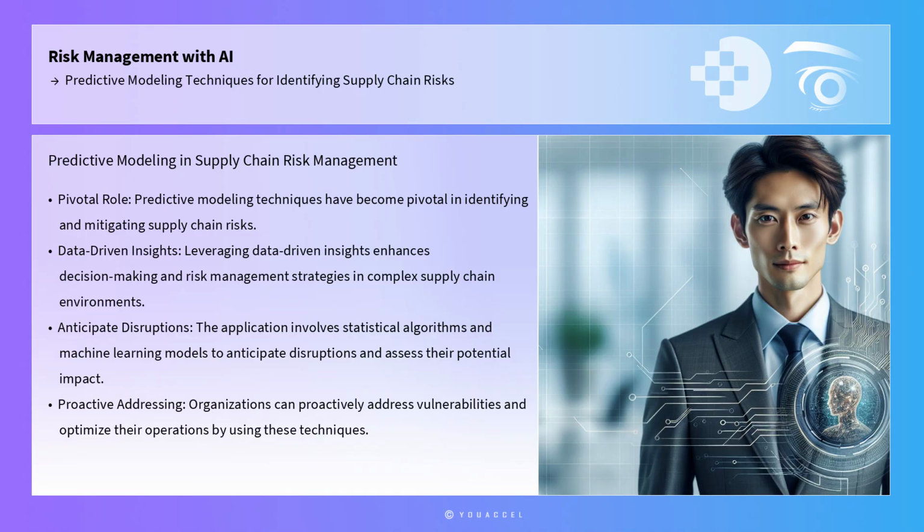The application of these techniques involves the use of statistical algorithms and machine learning models to anticipate disruptions and assess their potential impact on supply chains. By doing so, organizations can proactively address vulnerabilities and optimize their operations.